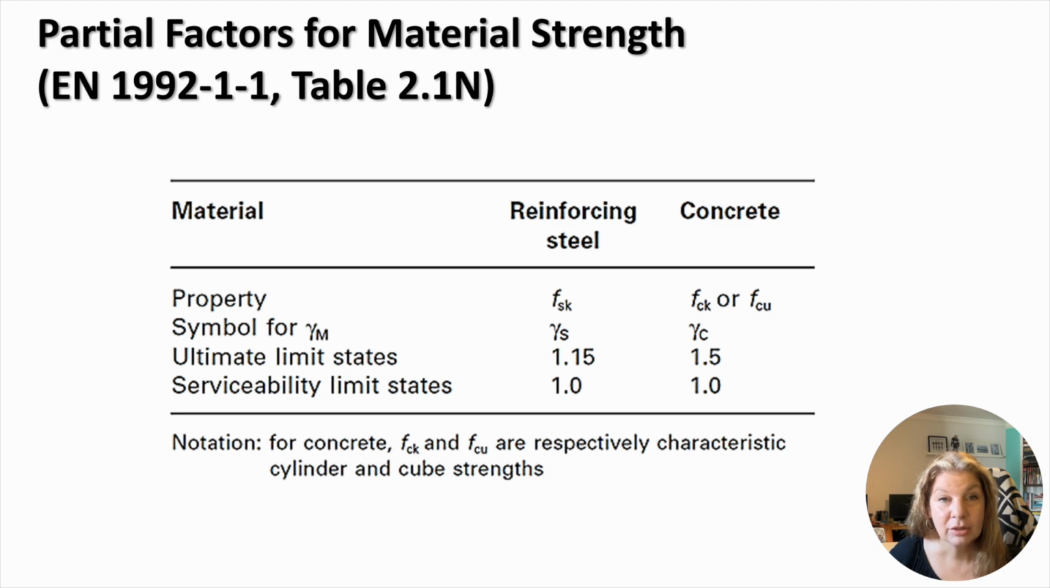As you can see, the partial factor for material equals 1.15 for reinforcing steel and 1.5 for concrete. The larger value of this factor means that there is much larger uncertainty in the strength of concrete. Therefore, a substantially lower strength is used in the design.